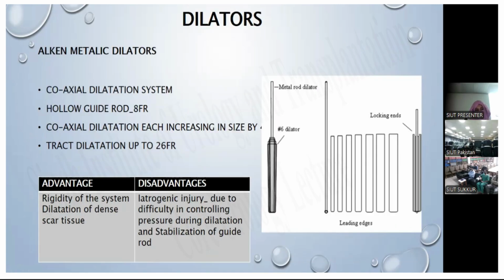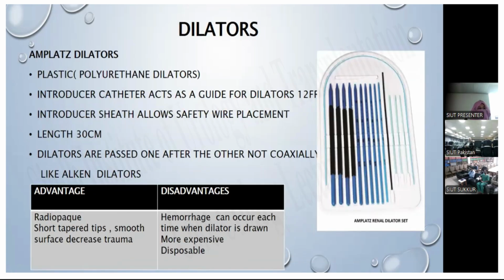Coming to Amplatz dilator, it is a plastic polyurethane dilator. Introduced catheter acts as a guide for dilators from 12 FR to 32 FR. Introducer sheath allows safety wire placement, and its length is 30 centimeter, which is quite deep. And dilators are passed one after the other, not coaxially, like Alken dilators.